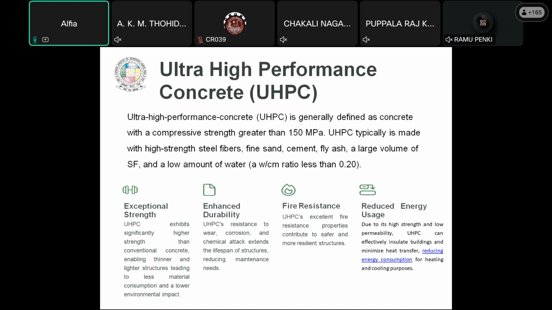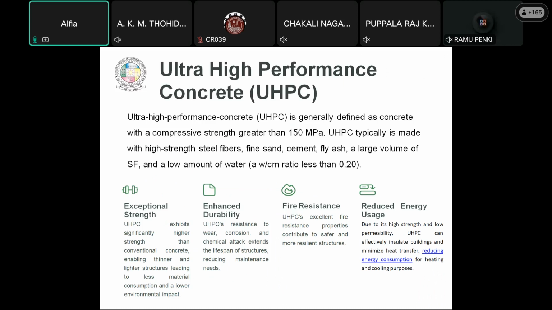Then we have high performance concrete. UHPC, that is ultra high performance concrete, has emerged as a promising sustainable material in the construction industry, offering significant advantages over the traditional concrete. These are highly engineered fiber reinforced cementitious composites, characterized by their exceptional mechanical properties, high strength, and durability. So this UHPC is generally defined as concrete with a compressive strength greater than 150 MPa. Okay, it's a concrete which has compressive strength greater than 150 MPa. They come under this UHPC concrete.